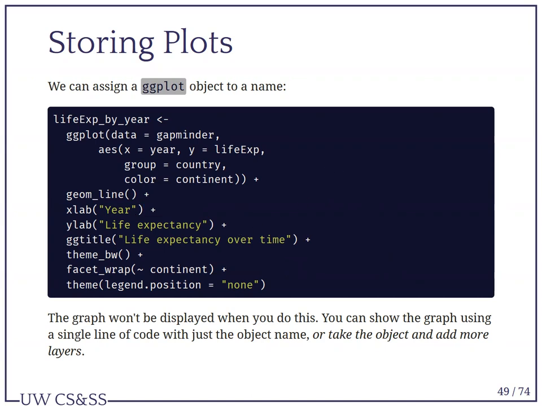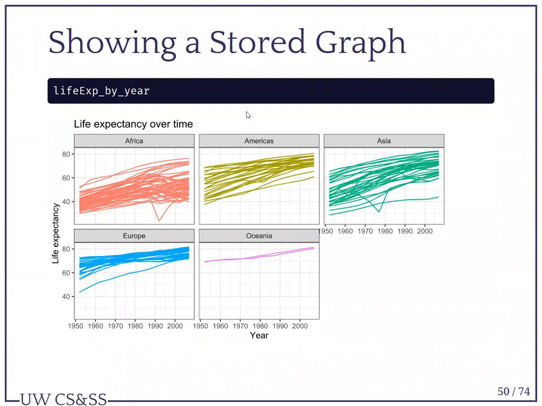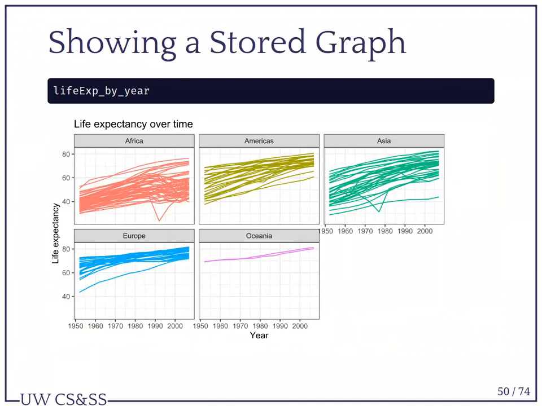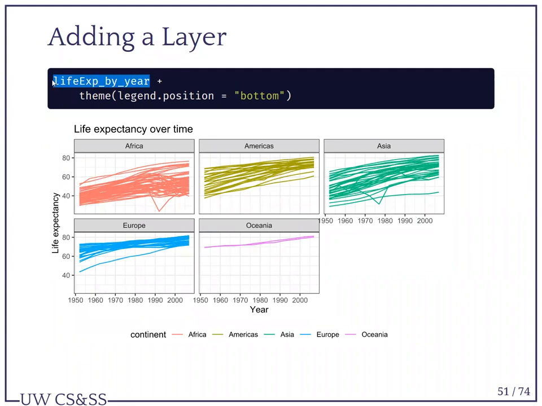Okay, so now that we've stored this whole graph into this life expectancy by year object, all we have to do is run that object and it will create the graph. It'll put the graph where you want it to go or return the graph. You can also, from this object, just add more layers. So you can take that object and just add theme legend position equals bottom. It will forget that it was going to say legend position equals none and now give you the legend down here at the bottom.